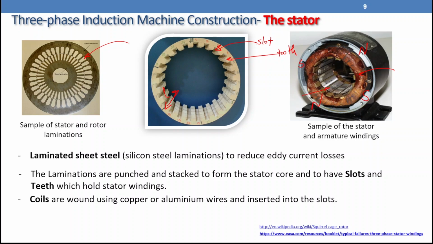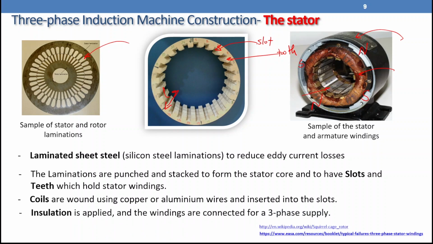So to make sure that there is no short circuit between your winding and the stator body. So definitely you have something like the nameplate on the top of this one. So here we have the insulation applied, and the windings are connected now to the 3-phase supply to have the rotating field we explained before.